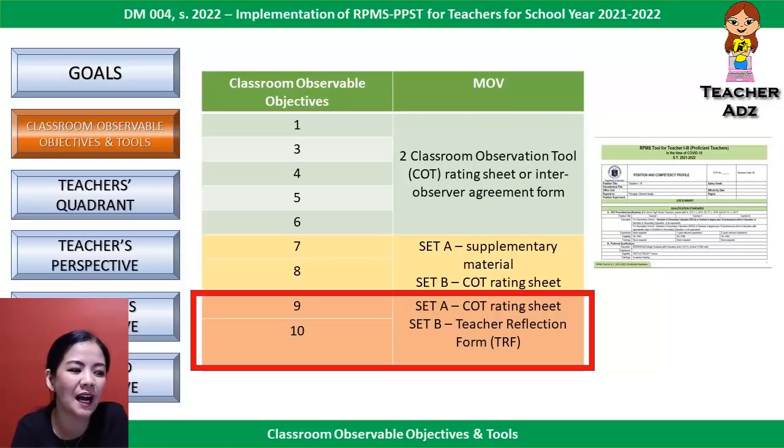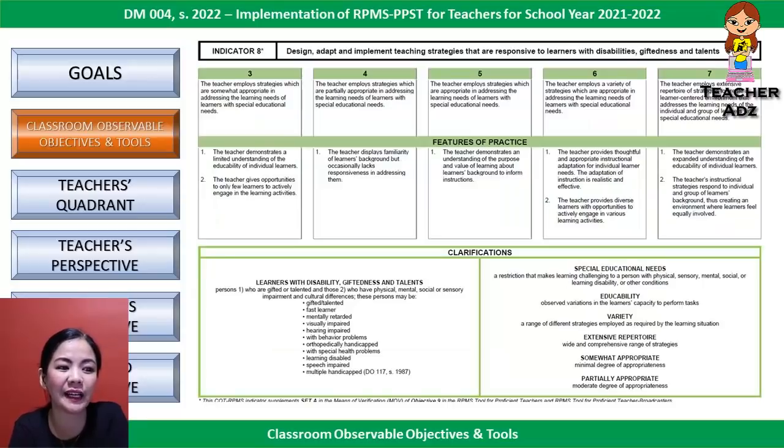Okay, so let us take a look at indicator 8, which is design, adapt, and implement teaching strategies that are responsive to learners with disabilities, giftedness, and talents. Okay, so ito yung nakalagay. Question: do you have learners with disabilities, giftedness, and talents in the class or classes that you are handling? Teacher Ads, meron po akong estudyante mahinang magbasa. Siguro may learning disability yun.